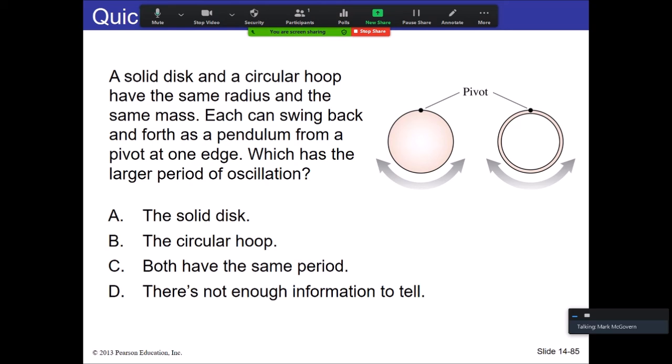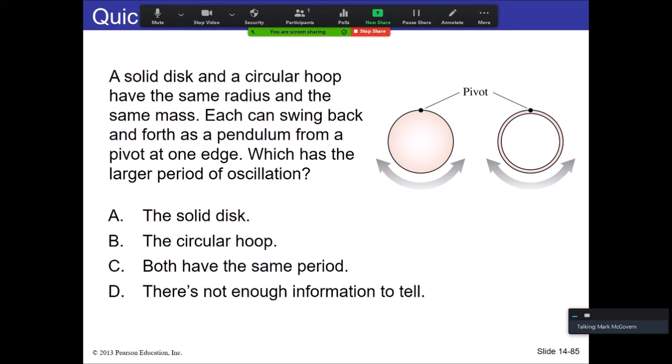Okay, so we've got a solid disc and a circular hoop at the same radius, same mass. Their pivot is going to be at the top, and they're going to swing as a pendulum. You want to know which one has a larger period of oscillation. So think about this real good. You may want to go back and look up what that equation was again. How does the period and the moment of inertia vary?